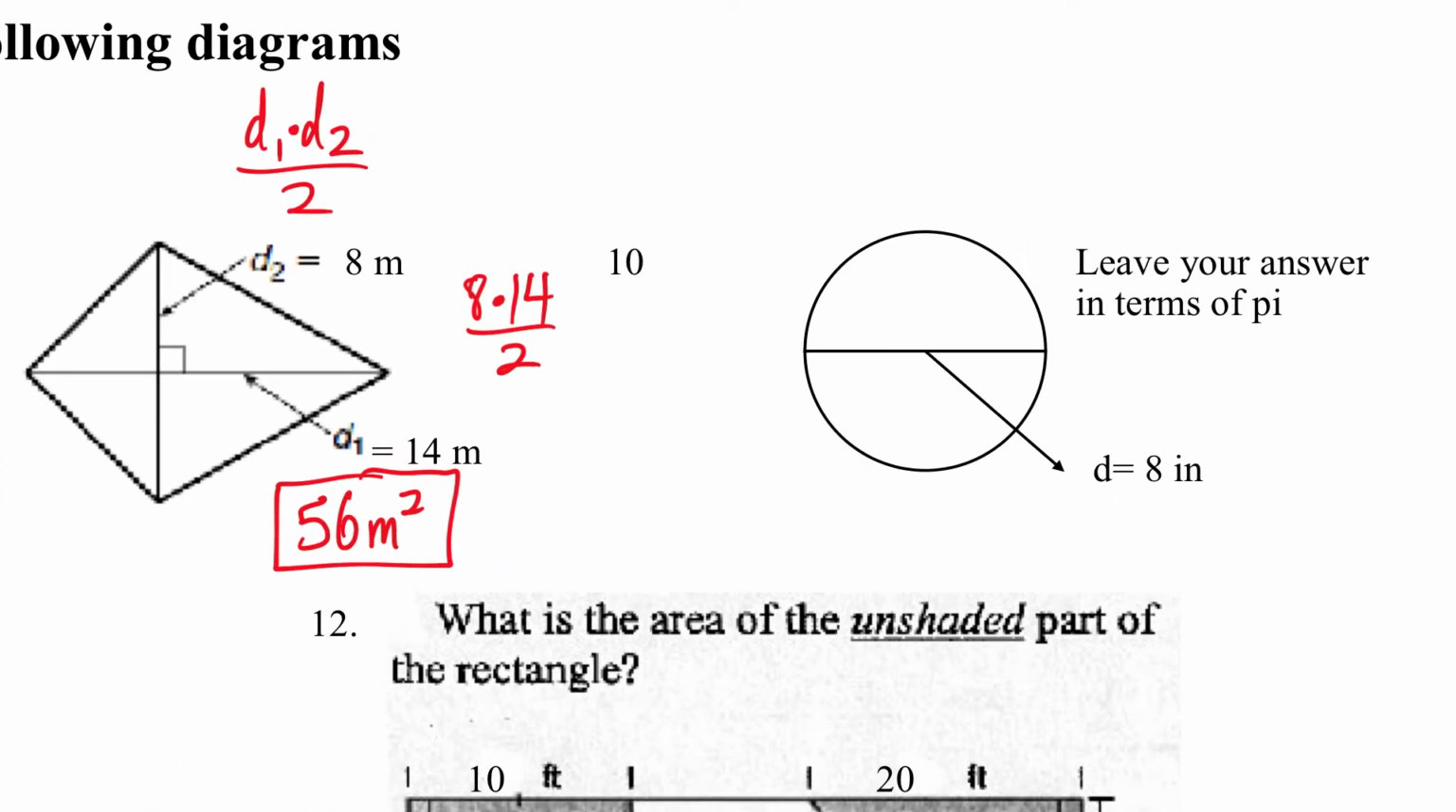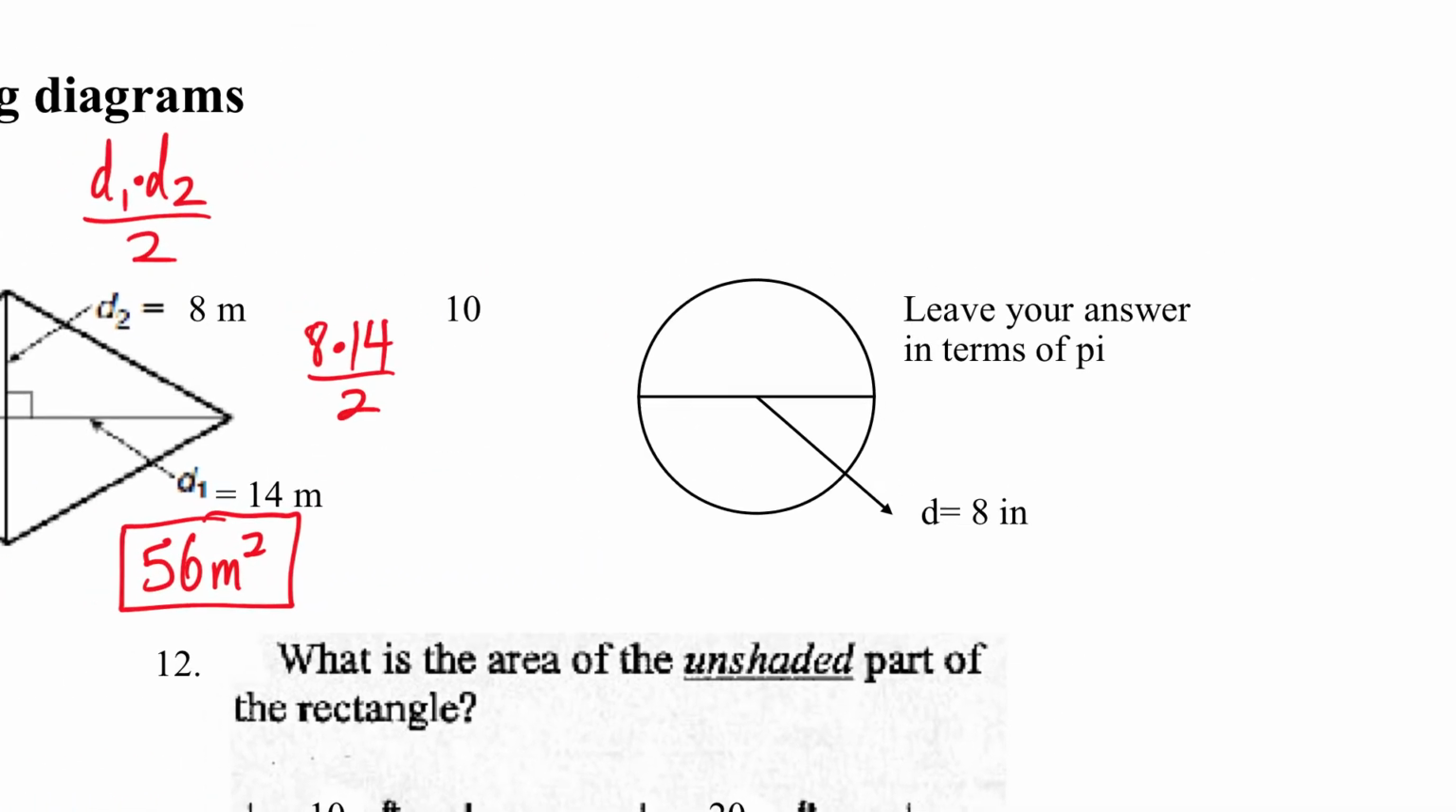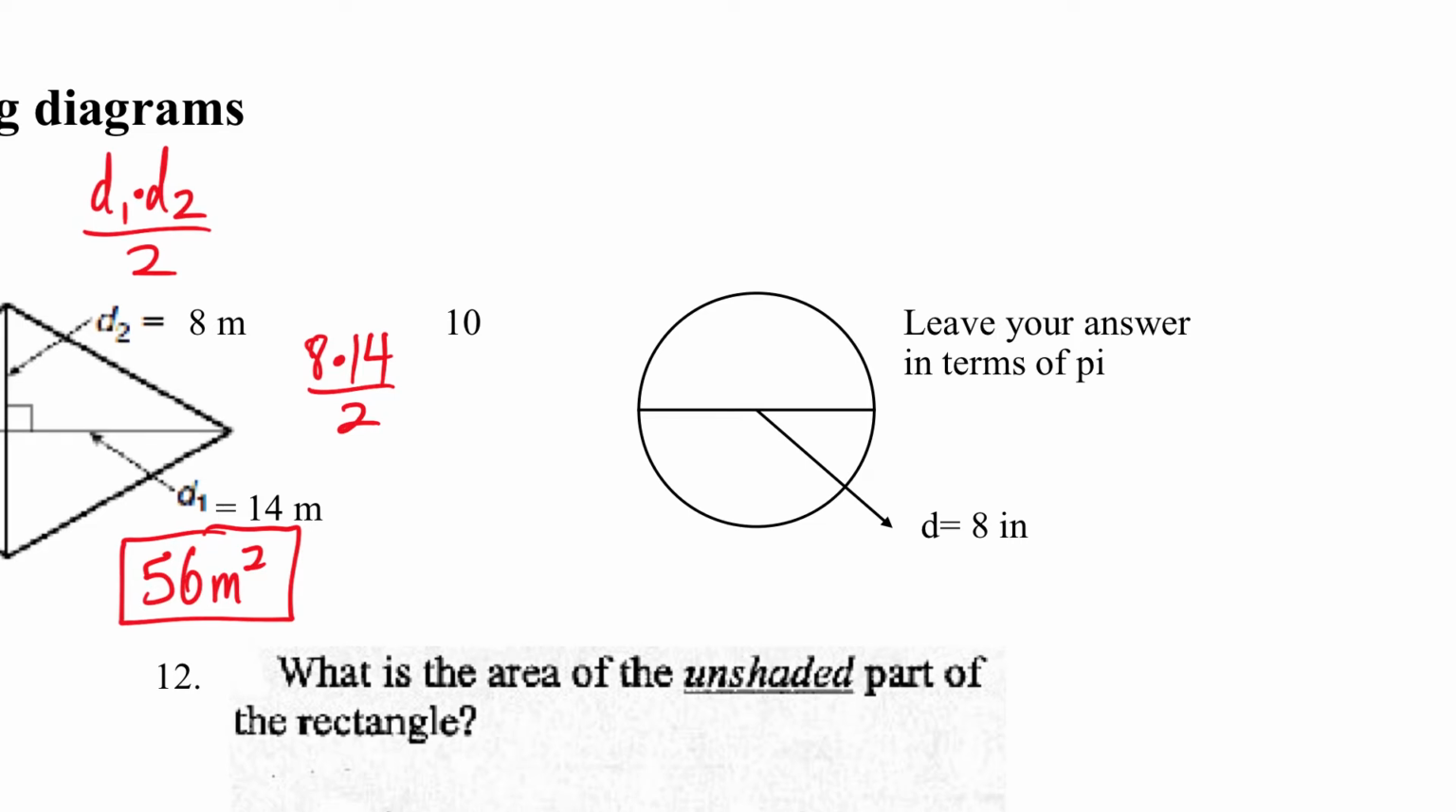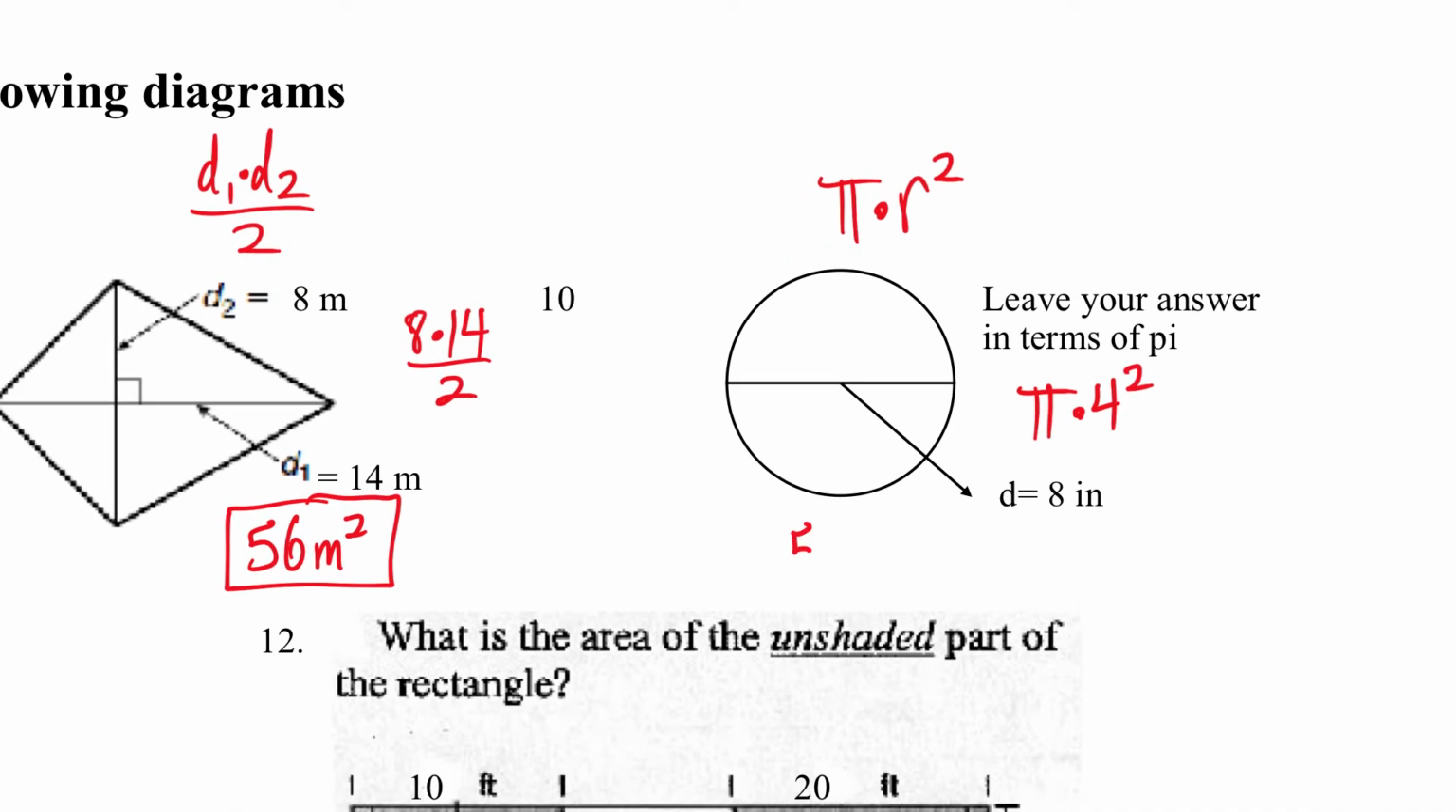Okay, and this one for the circle. How do we find the area of a circle? Pi r squared. This says leave it in terms of pi, but we're going to go ahead and just get the decimal on it. So how long is the radius of this circle? 4 if the diameter is 8. So I'm going to do pi times 4 squared. Type that in your calculator. What does that give you? Is it round to 50.27? Okay, square inches.